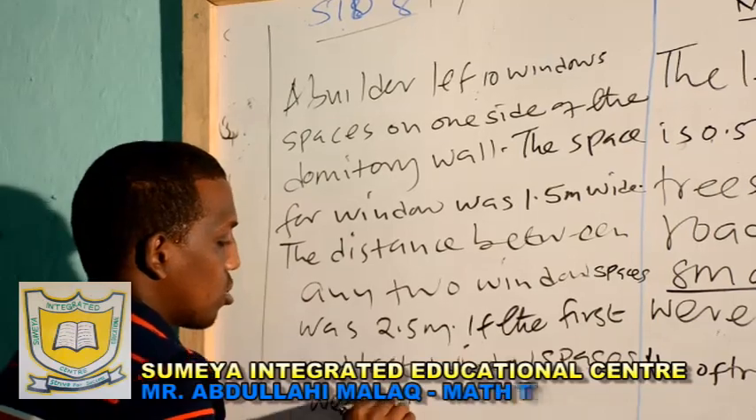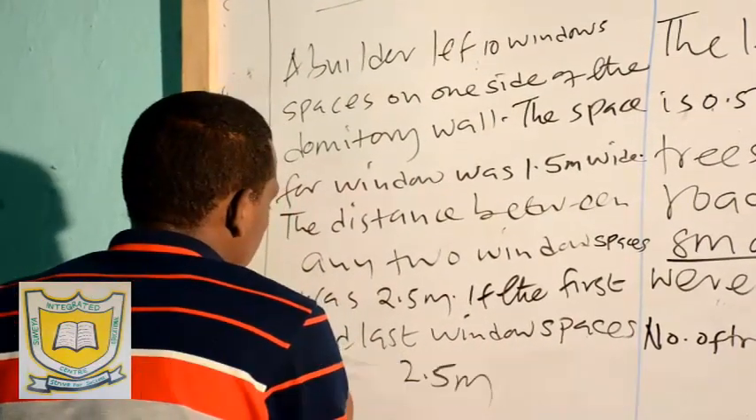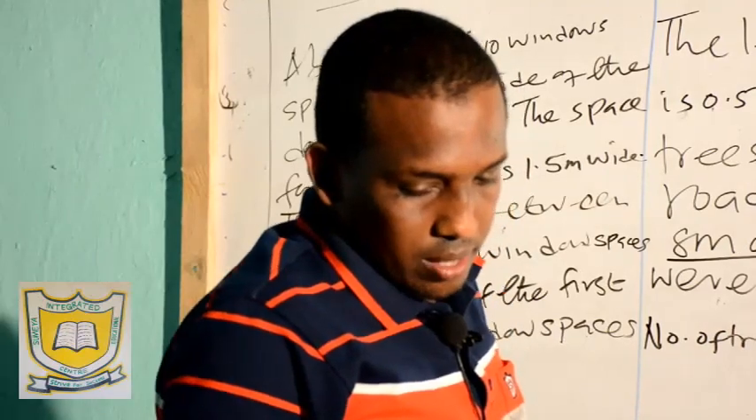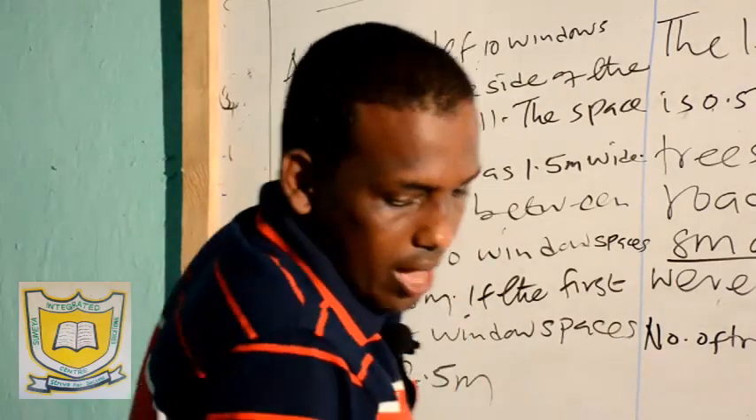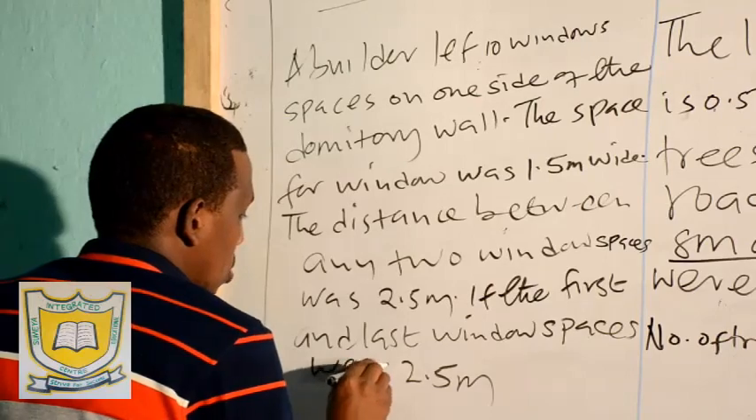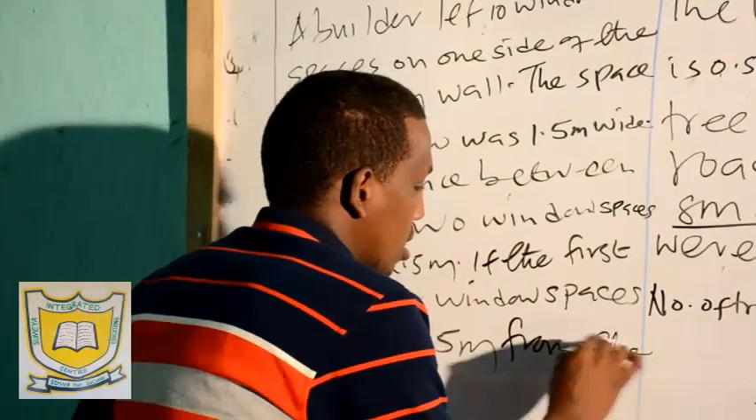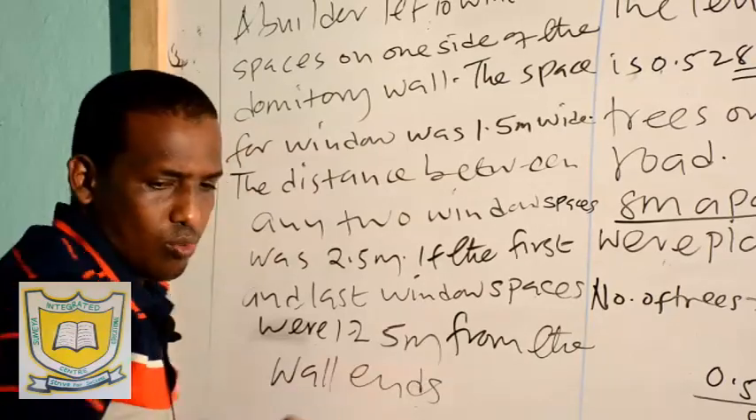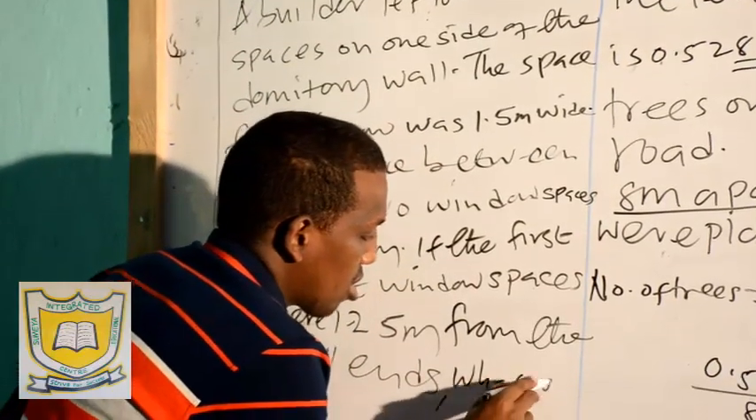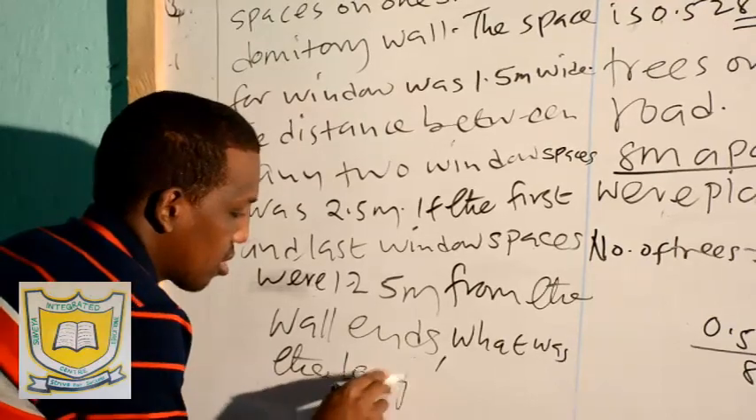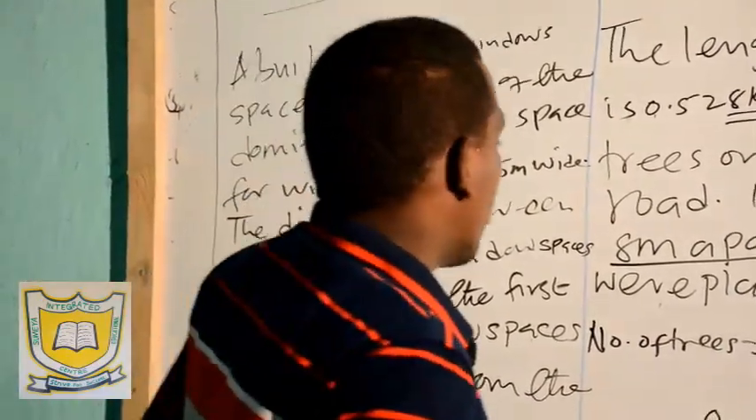If the first and the last window spaces were 1.25 meters from the wall ends, what was the length of the wall? So let us solve this question now.